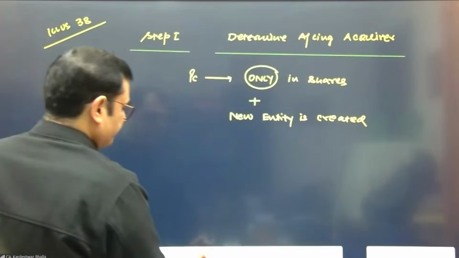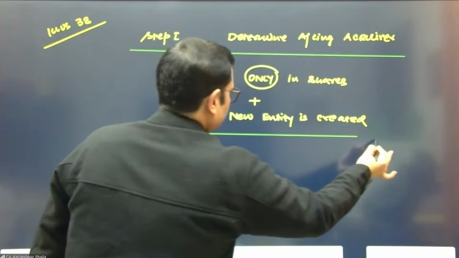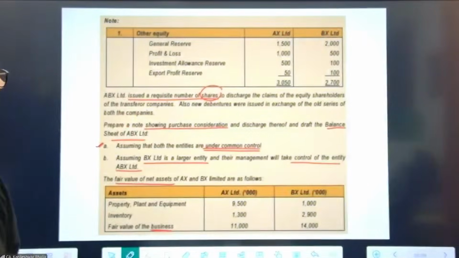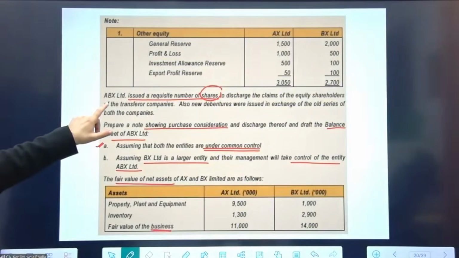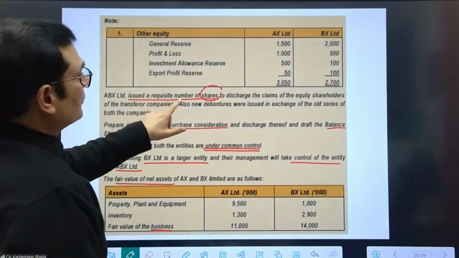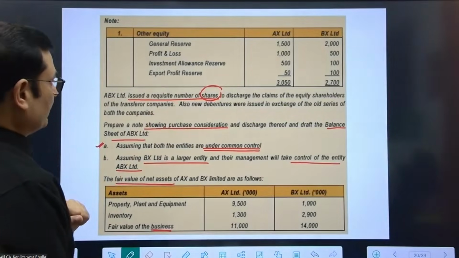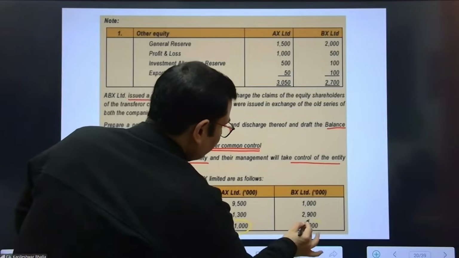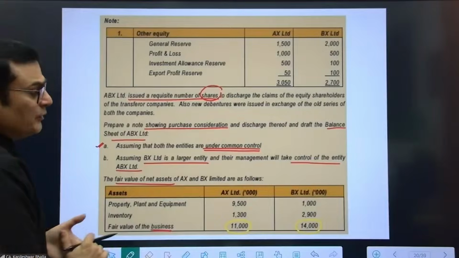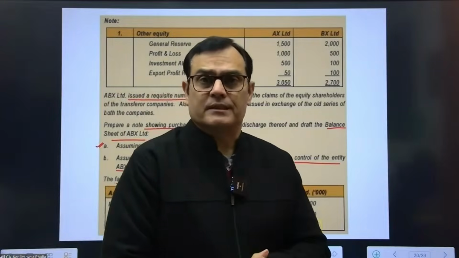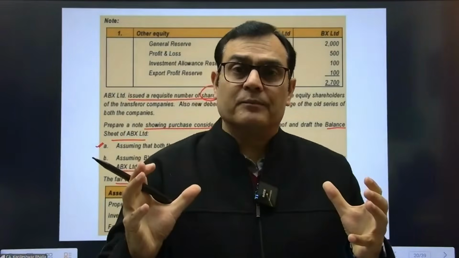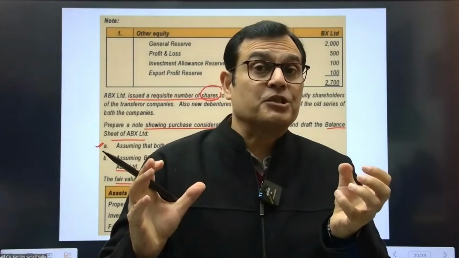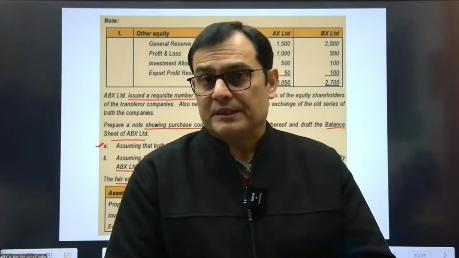Let's now work this out. Let's come back to the details. Now we're given that ABX will issue requisite shares to discharge the claims of the equity shareholders. Now, can I say the claims will be to the extent of the fair value of the business? The fair valuation of the business of AX and BX is given. So when ABX gives them a requisite number of shares, it needs to give them as many shares as discharge them equal to the fair value of the business.